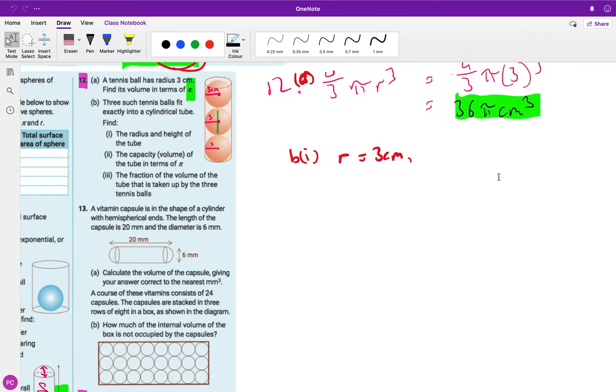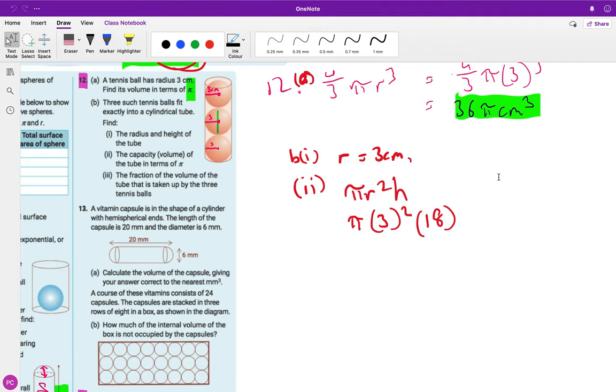The second one, the capacity or the volume of the tube. Now, this we don't have. So we're looking for the volume of the tube, so this is B part 2. The volume of the tube is going to be pi r squared h, the volume of a cylinder. So we sub in: it's going to be pi, radius 3 squared, by the height, which is going to be 18.